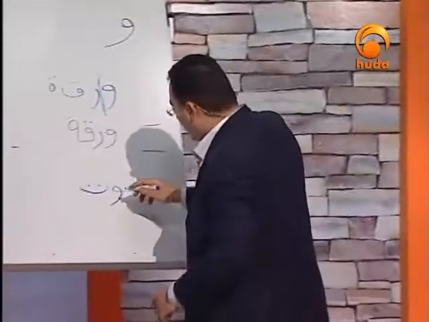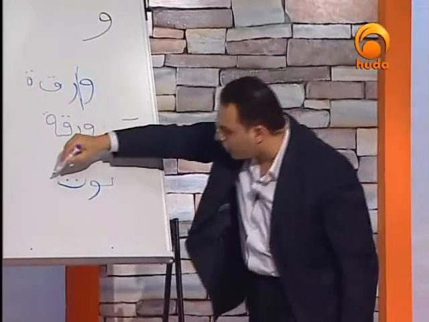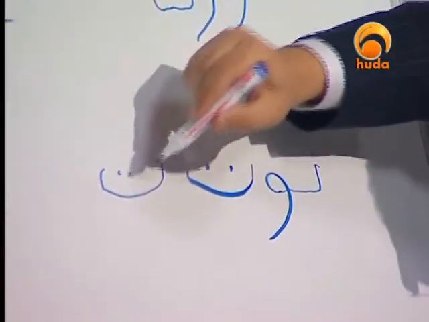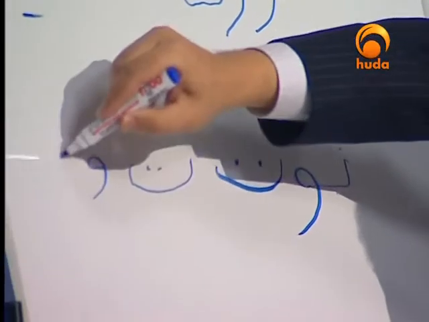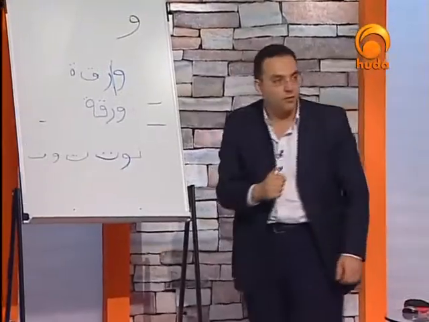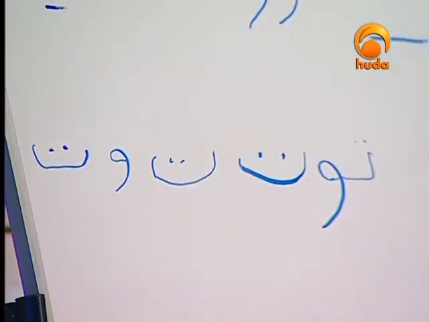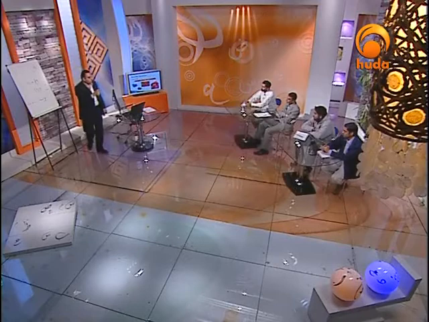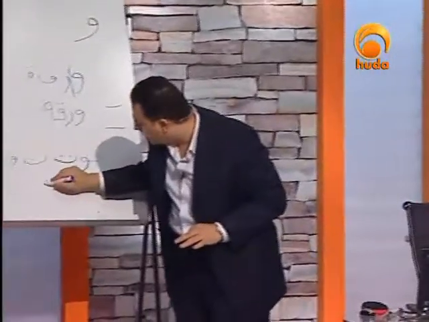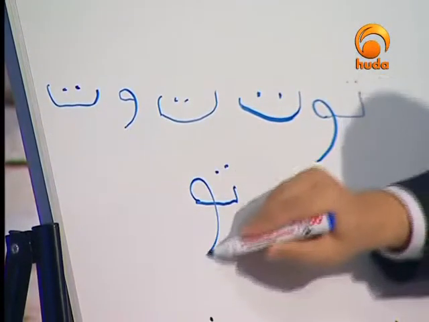Let me just give you one example here. It's the word toot. I would write it again. Here we have ta, here we have waw, here we have another ta. Toot. You see that? If you have a look at this, we have three letters in this word, and we combine ta with waw here in this way. Can you see that?